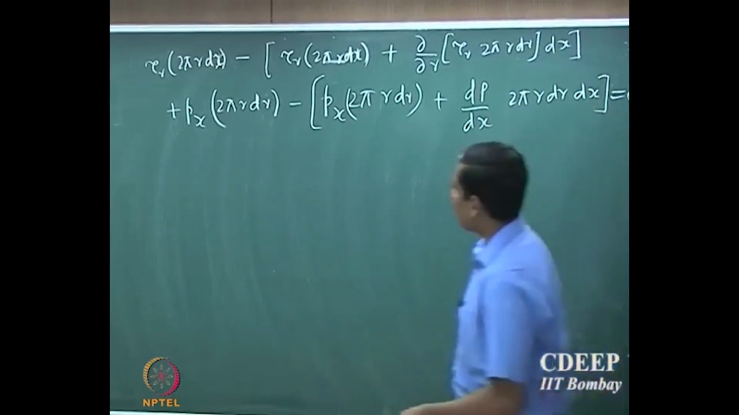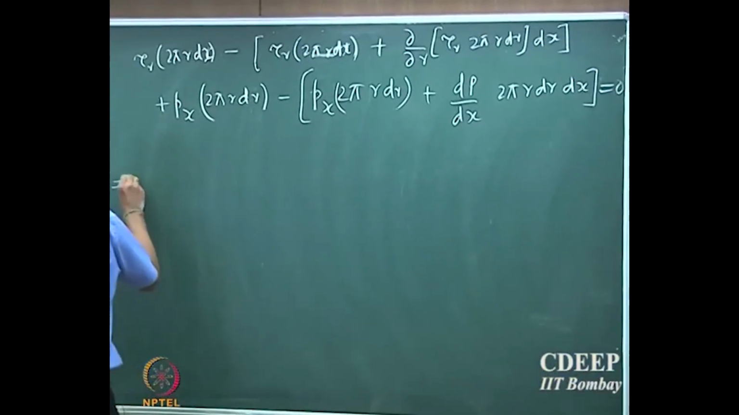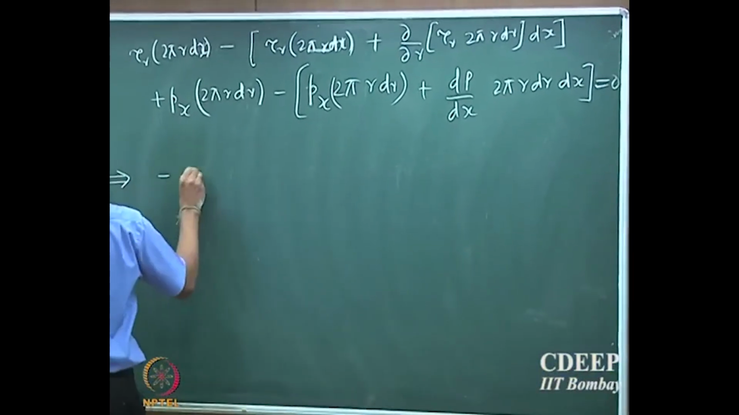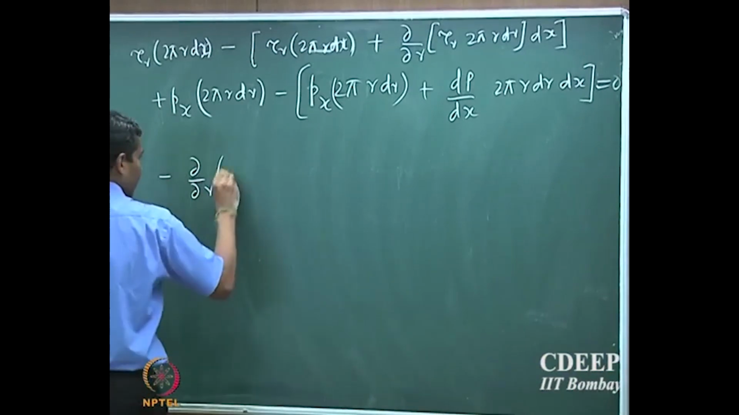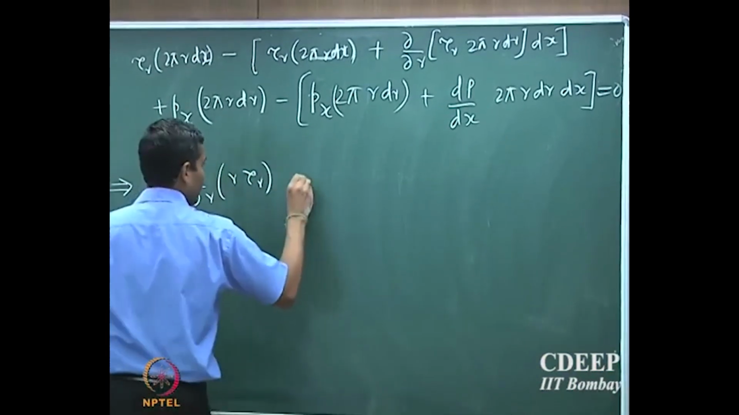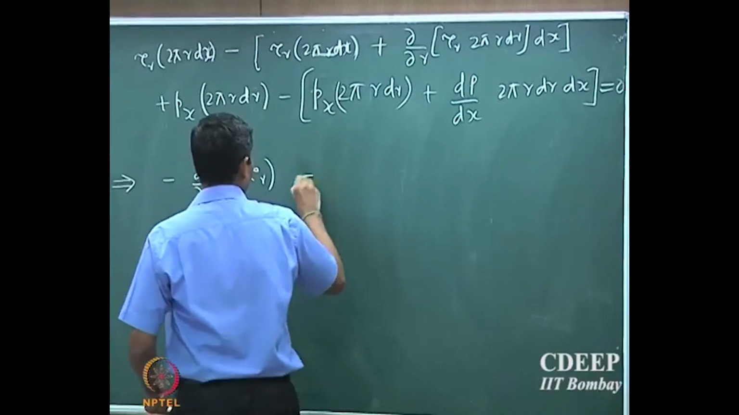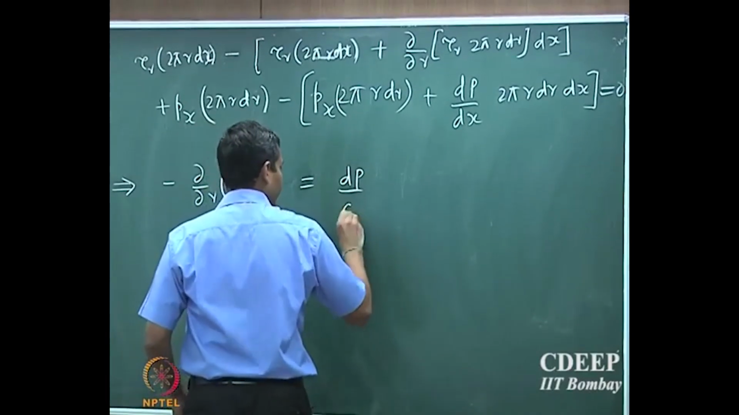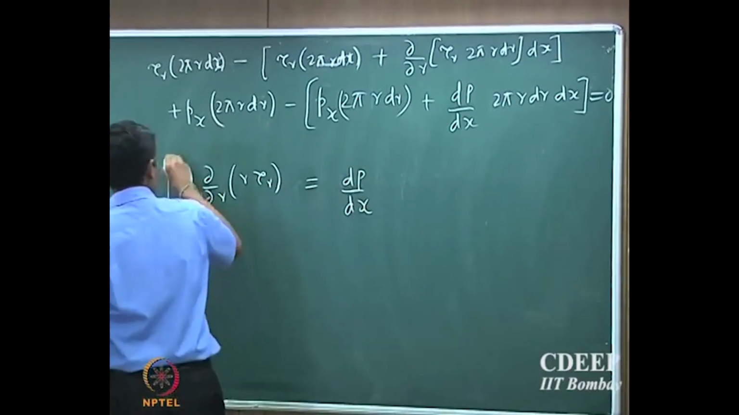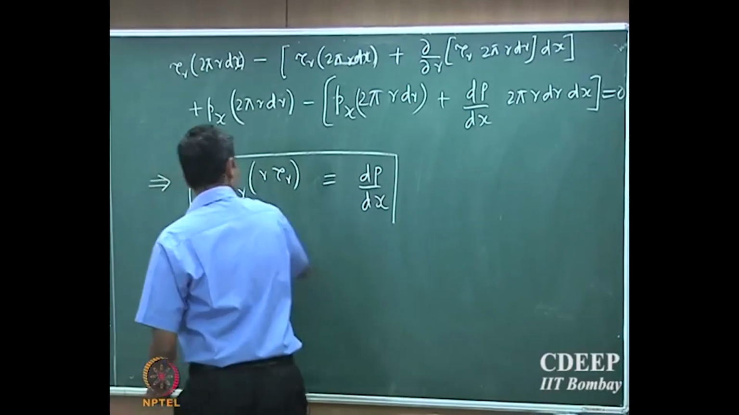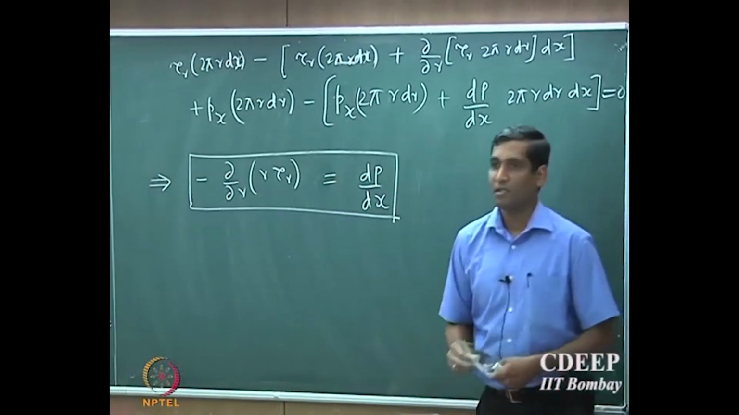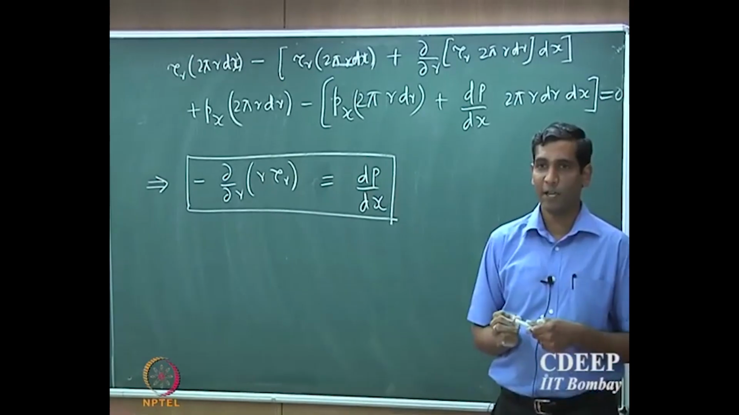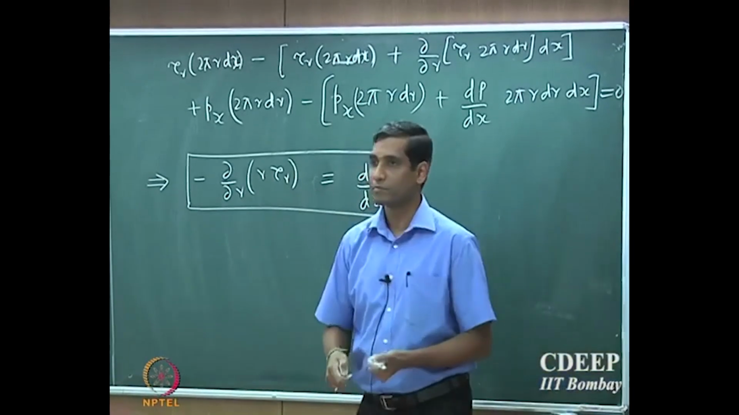Okay. So now, that will be minus d by dr of r into tau r, and that should be equal to r dp by dx. So that's the force balance. That's the force balance. Okay. What is tau r?